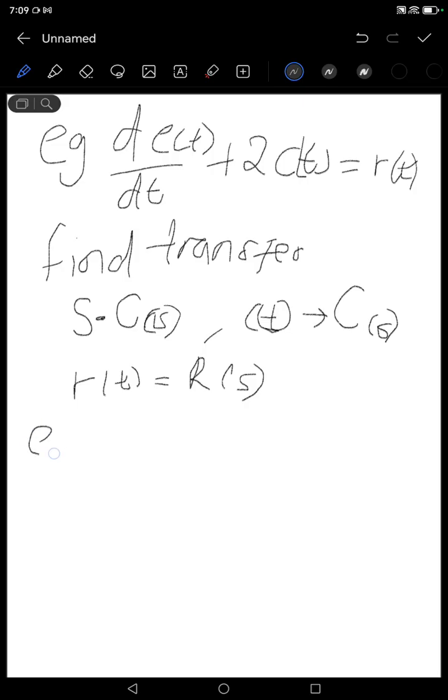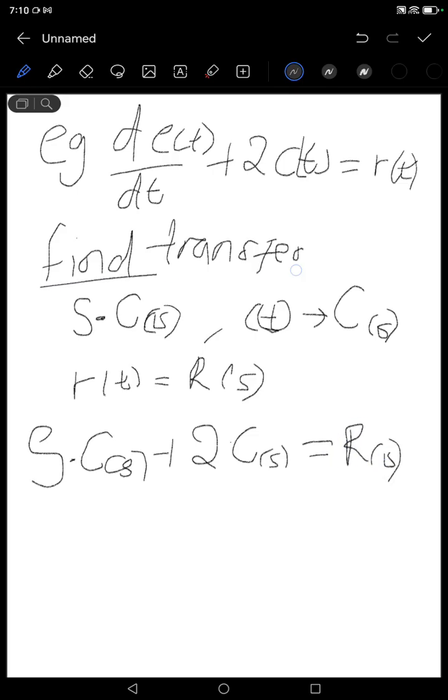So we're gonna have s multiplied by C(s) plus 2 multiplied by C(s) equals R(s). So the question will say find the transfer function. So to find the transfer function, we'll be looking for C over R. So for the transfer function, we're looking for the fraction of C and R.